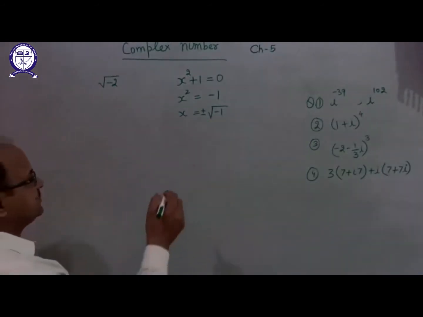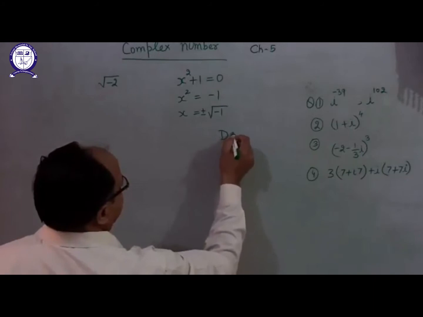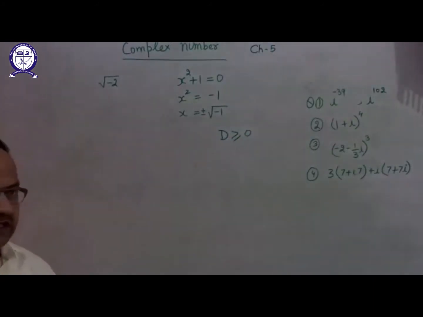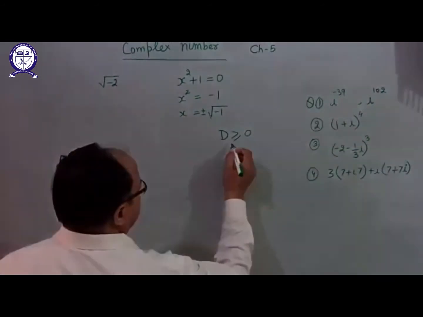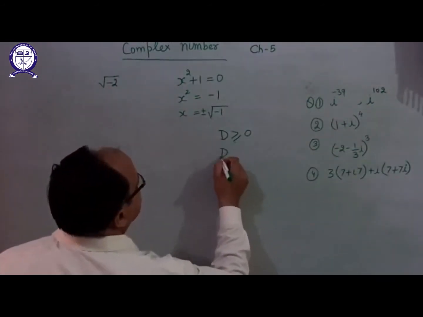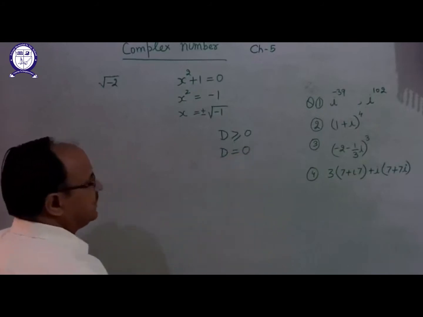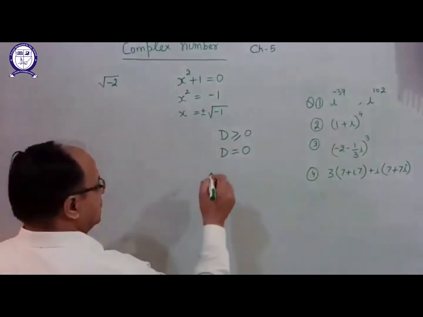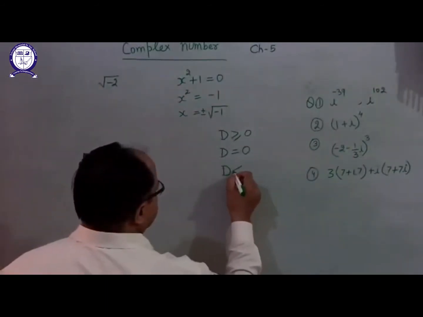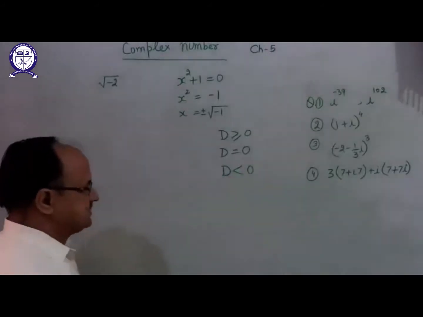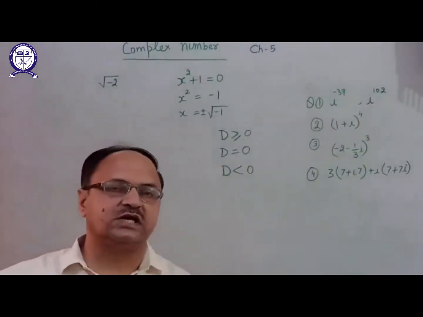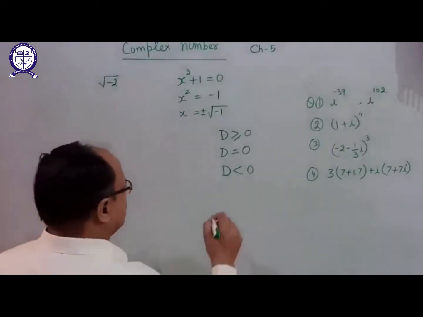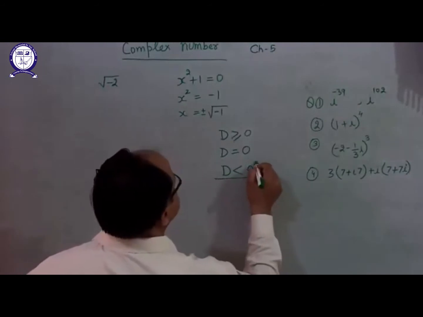In class 10th, you know very well, when D is greater than 0, then the roots are real and unequal. If D is equal to 0, it means roots are real and equal. But you know that if D is less than 0, then the roots are imaginary, correct? It is imaginary. About this we study in this chapter.